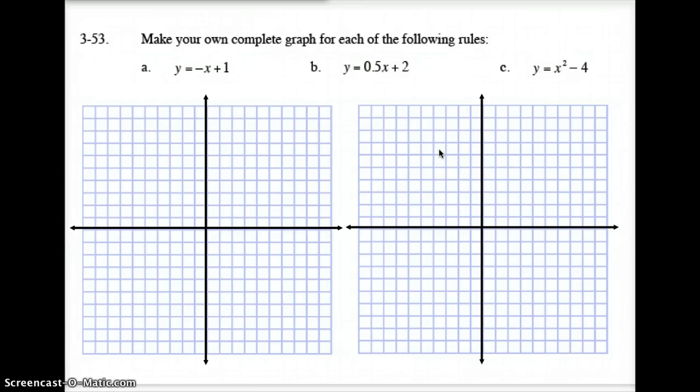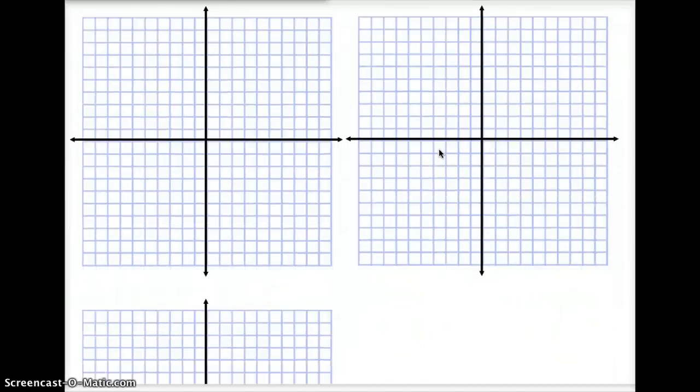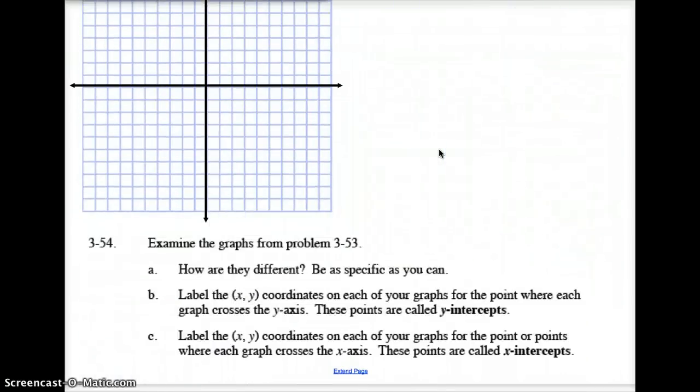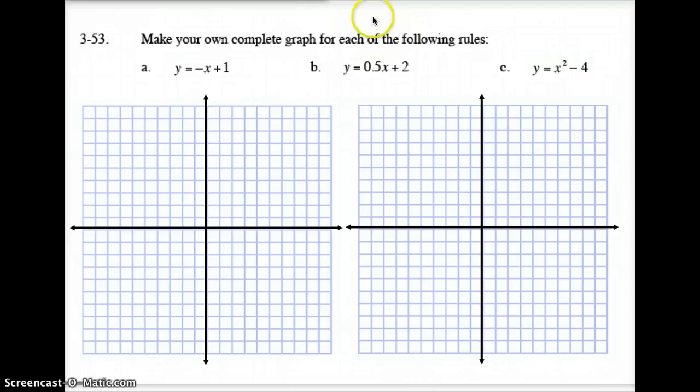All right, that should take care of it. We will see you tomorrow. You're going to have number 53 all complete with A, B, and C. Oh, there's 54. Don't do 54. Just do 53. We'll see you tomorrow.